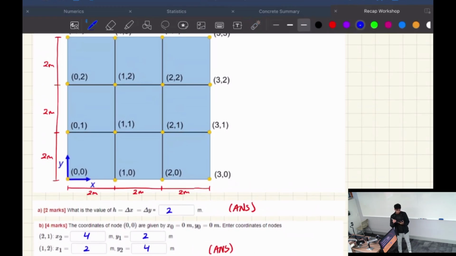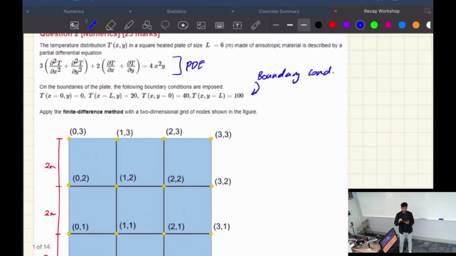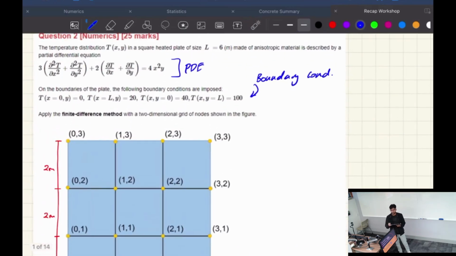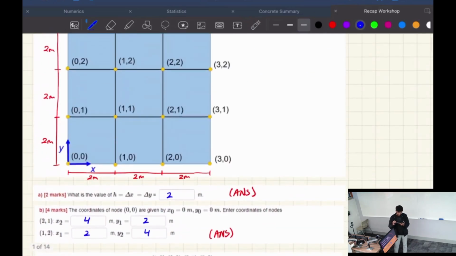It's question 1, easy. It might be different for you guys, because these are the questions I got when I logged in. The coordinates of node 0, 0, which is over here, are given by x equal to 0 meters and y equal to 0 meters.